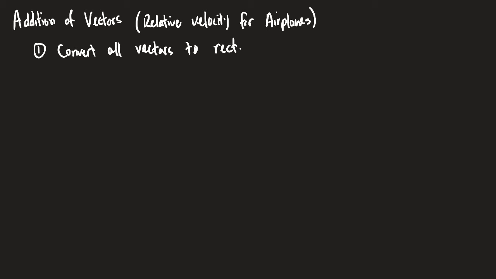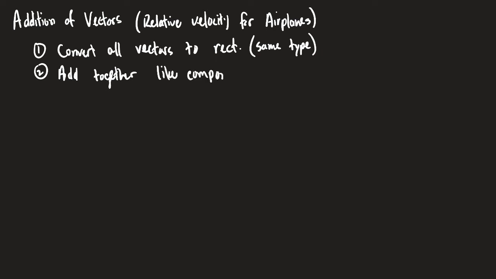And it's important to understand that they have to be the same type. You can only add together vectors of the same type. So when we're talking about adding vectors together, we need to make sure we're adding all of the same type of vector together. Step 2 is we add together like components. Step 3 is we convert back to polar.